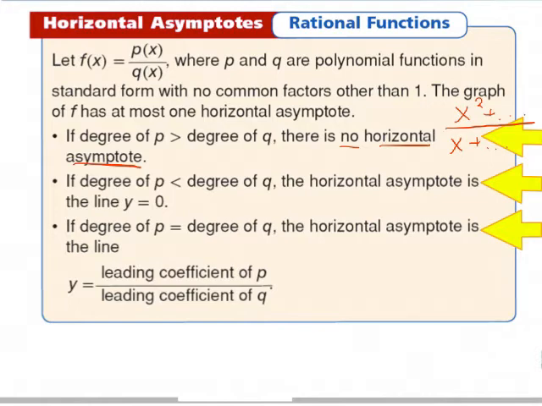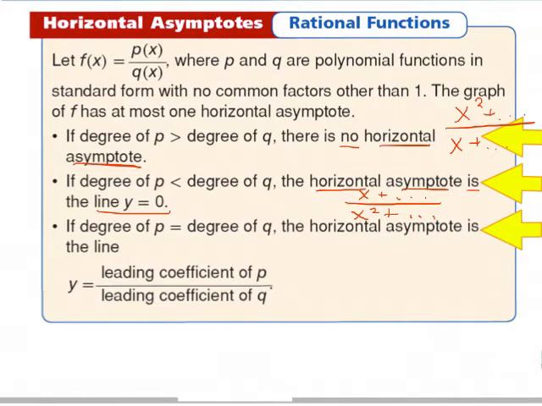Now, if the degree of p of x is less than the degree of q of x, for example, let's say that you have x plus whatever, and on the bottom you have x squared plus whatever, then that tells you that the horizontal asymptote is going to be the line y equals 0. In other words, the horizontal asymptote will be the x-axis, the line y equals 0.